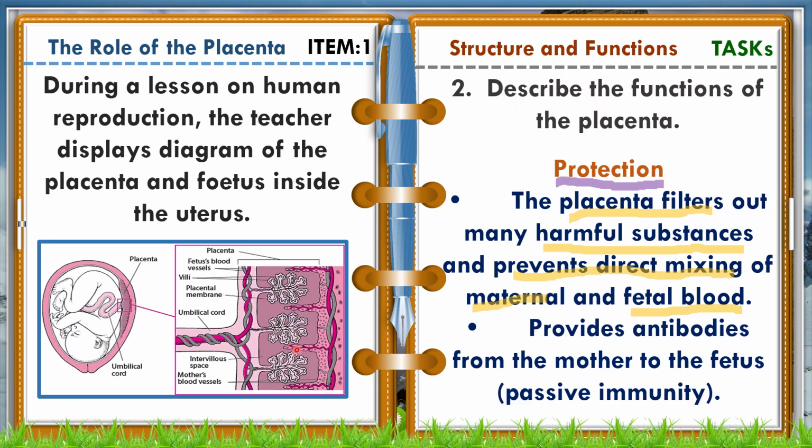And now in the chorionic villi, only useful materials will enter into the fetal blood vessels to be taken through the umbilical cord to the fetus. Meaning that any other materials which are harmful, which are in the blood of the mother, will be prevented from mixing with the fetal blood because of the placenta. So that is another function of the placenta.